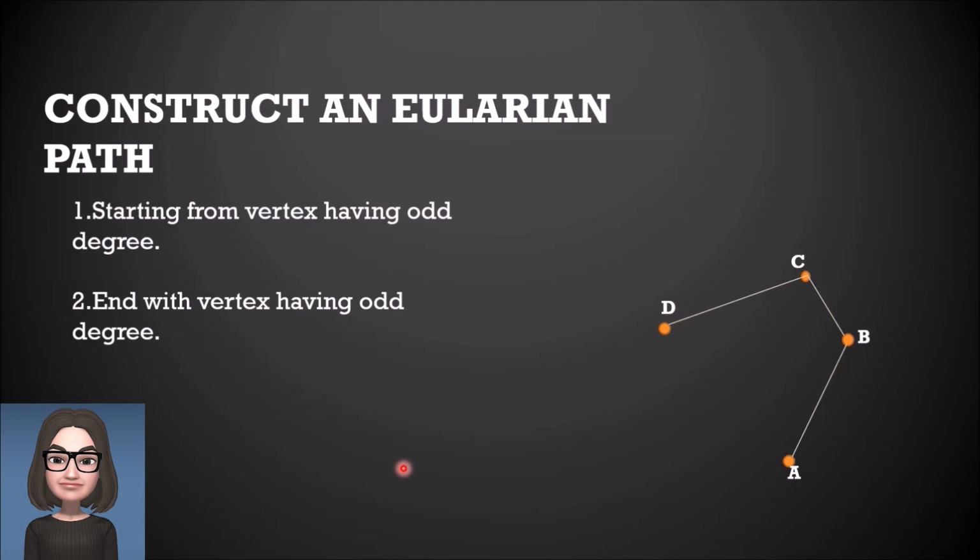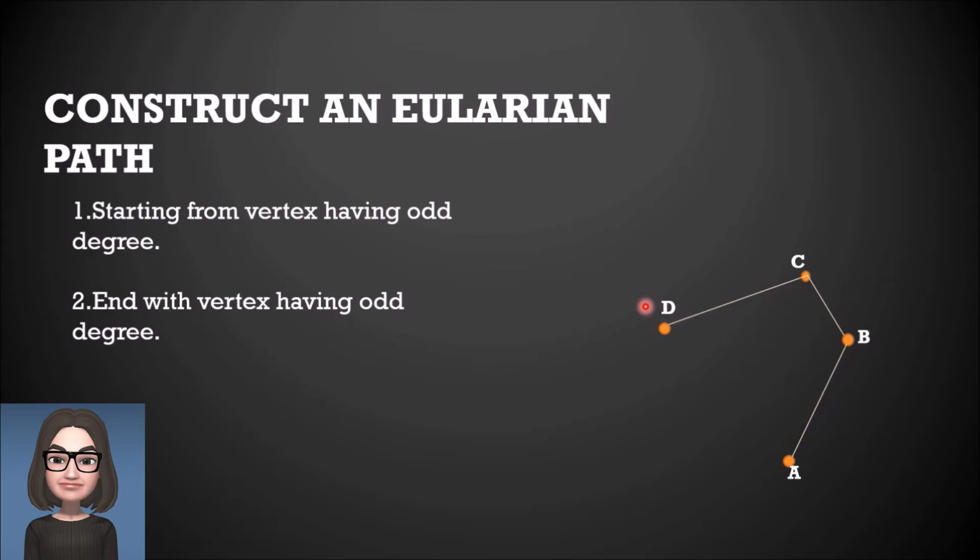Next, how do we construct an Eulerian path? There are 2 conditions for it. The first one is starting from a vertex having odd degree and also ending with a vertex having odd degree. Let us see the first example. We can start from D, which has 1 degree, an odd degree. So we can start from D to C to B to A, which ends with a vertex that has 1 degree. Also, in another way, we can start from vertex A, from A to B to C to D.